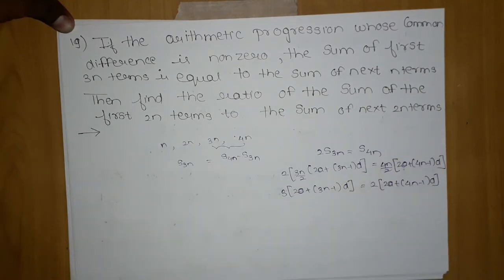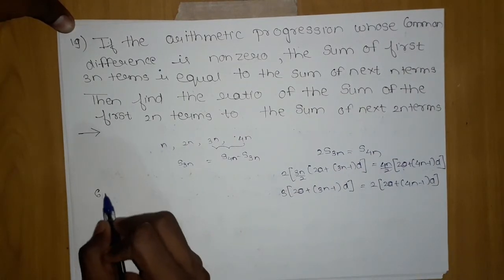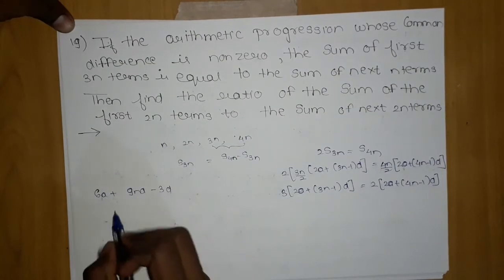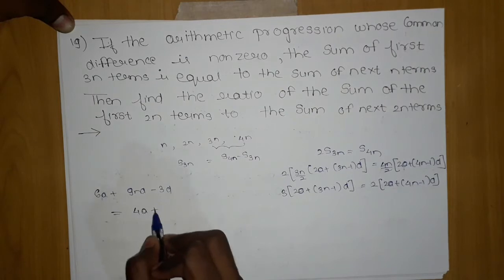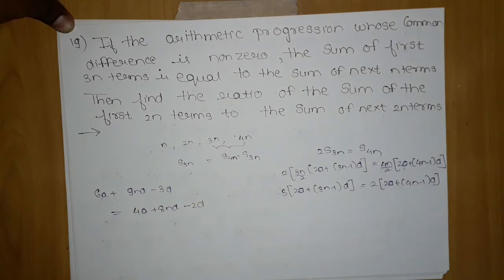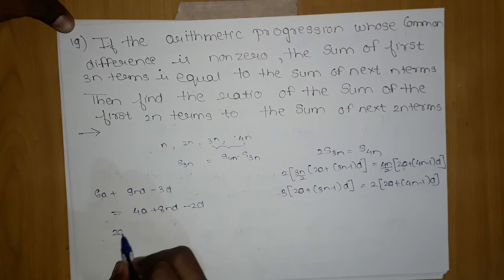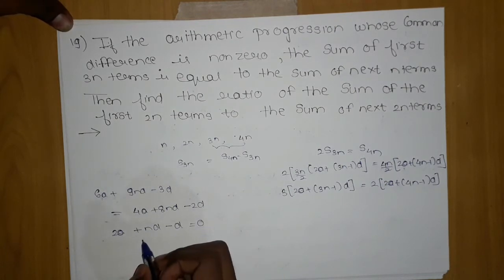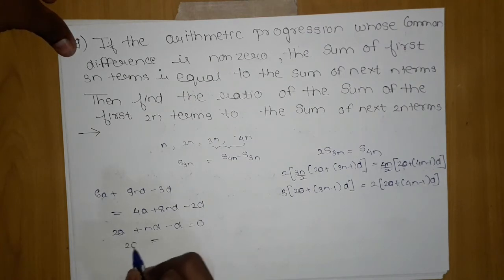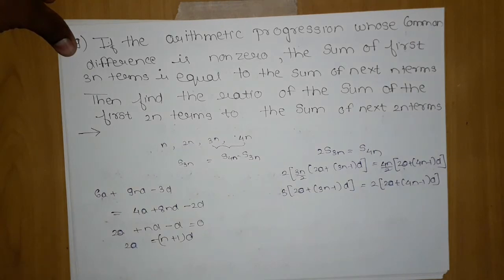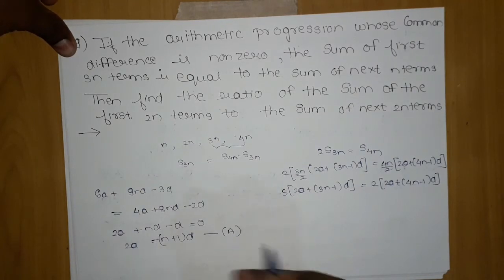Now let's just multiply the values and try to get whatever I can get. 6a plus 9nd minus 3d should be equal to 4a plus 8nd minus 2d. So I got this. If I move it that side, what I have is 2a plus nd minus d should be equal to 0. So 2a is nothing but n plus 1 into d. Now let me put it as a.